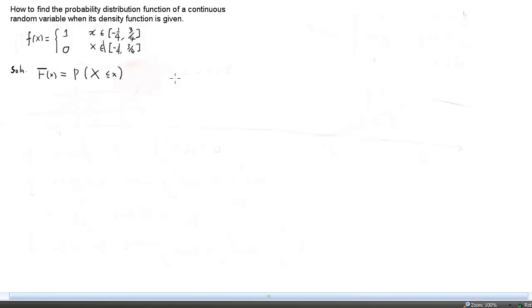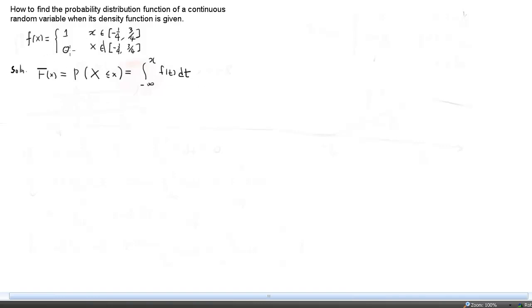X is any number between negative infinity and positive infinity. By the definition of a continuous random variable, its probability is the integral from negative infinity to x, and then we put the density function in there. This is the definition of the distribution function.